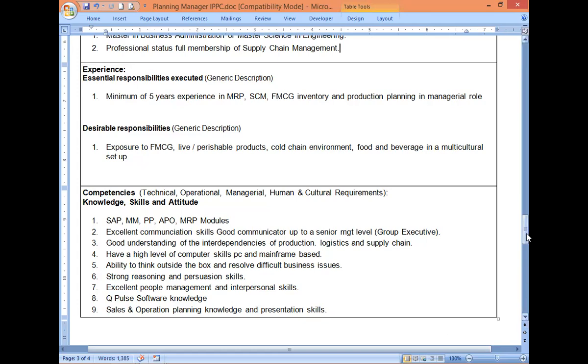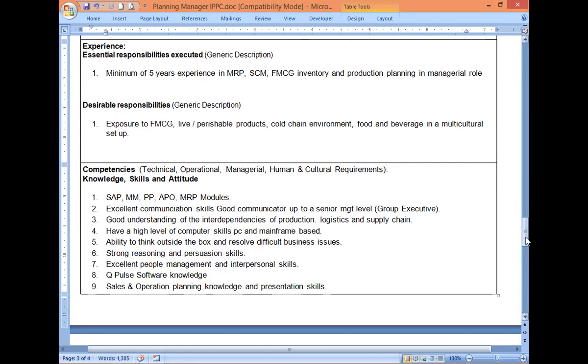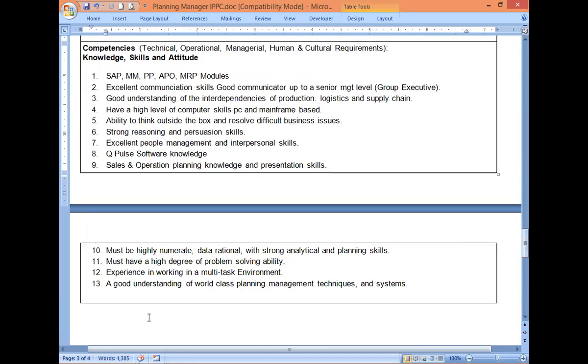So those are the competencies which I have written earlier for you. There are more. Almost forgot. Must be highly numerate, data rational, with strong analytical and planning skills. Must have a high degree of problem-solving ability. Experience working in a multi-task environment. A good understanding of world-class planning management techniques and systems.